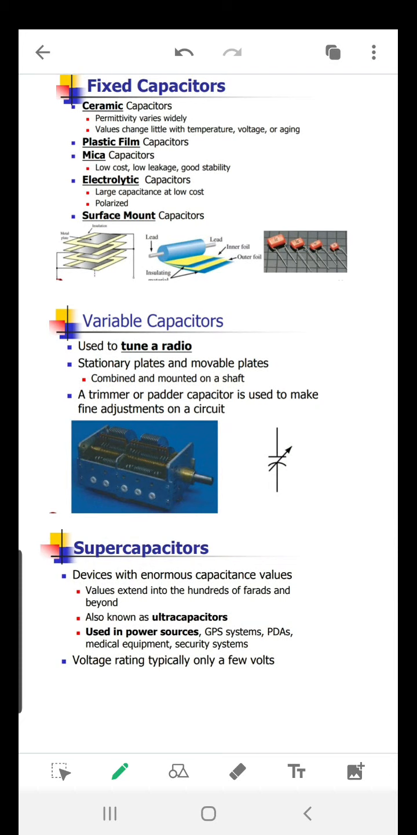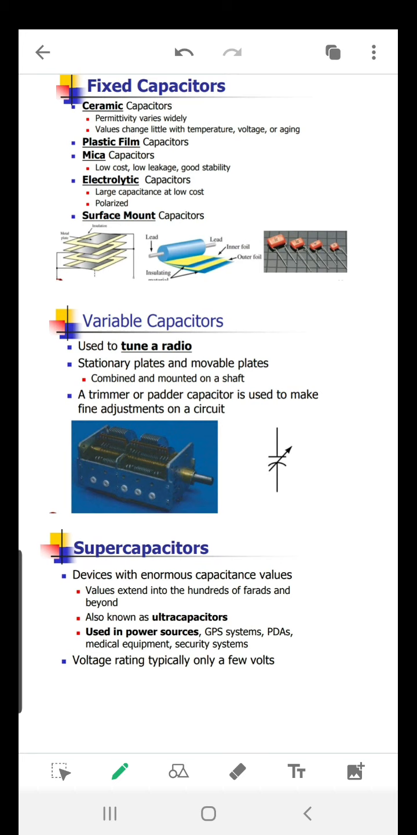In the ceramic capacitors, the permittivity varies widely, and the value changes little with temperature, voltage, or aging of the capacitor. Then the plastic film capacitor and mica capacitor are very low cost with low leakage and good stability, and the electrolytic capacitor has large capacitance, as I said earlier, and these are polarized.